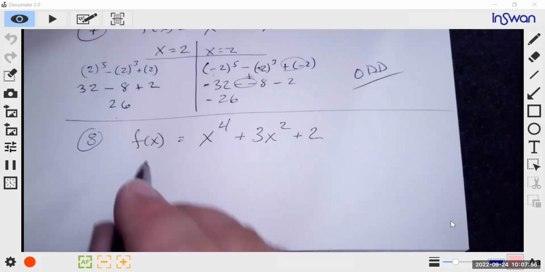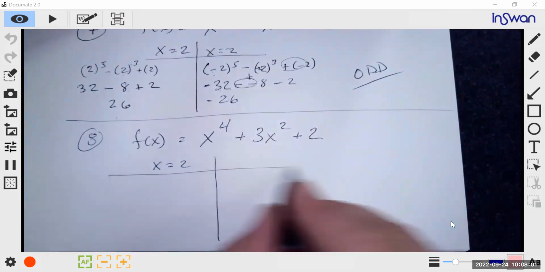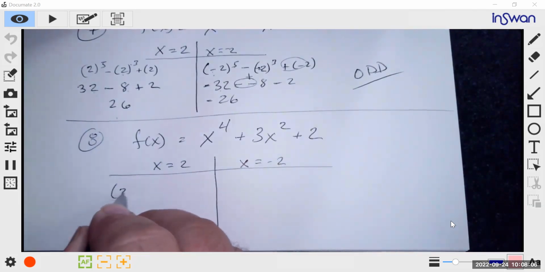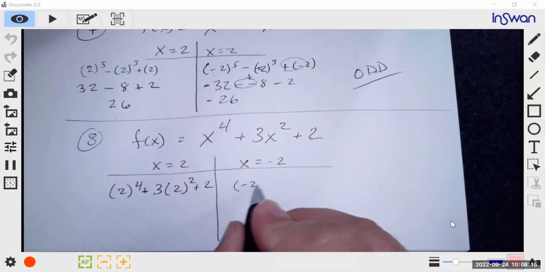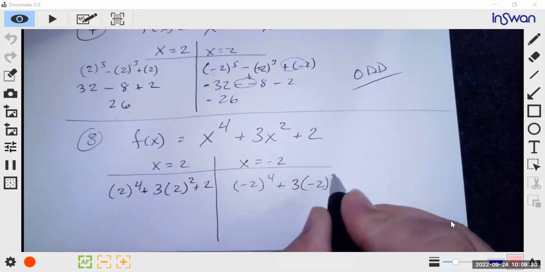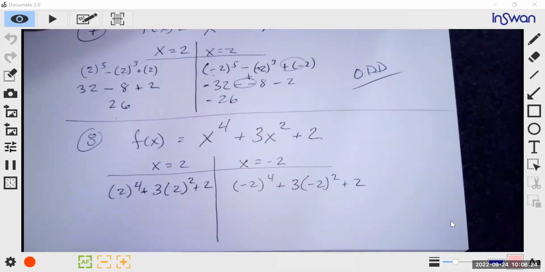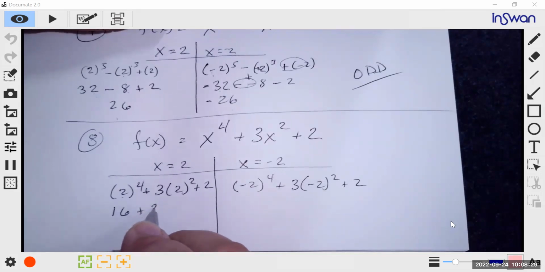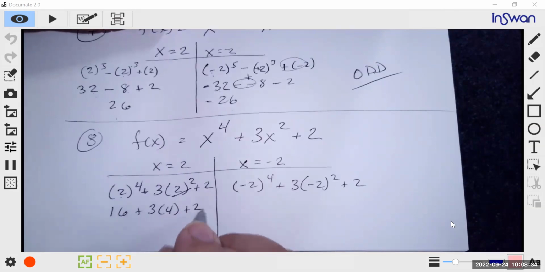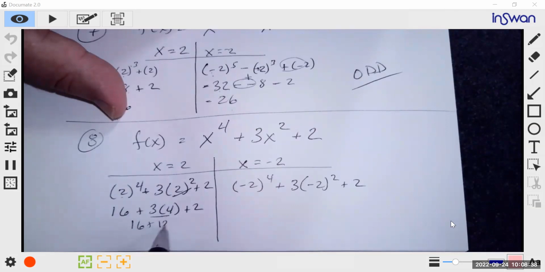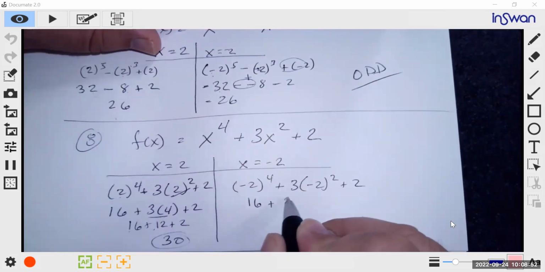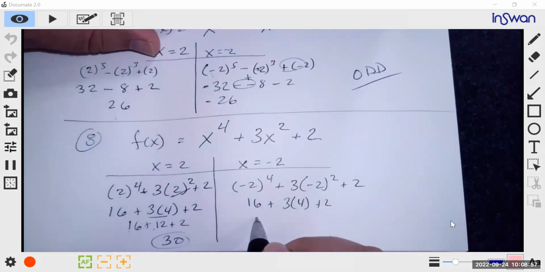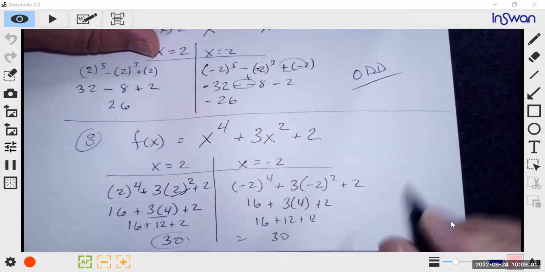And then the last one. Two to the fourth, 2, 4, 8, 16. 2 squared is 4. 3 times 4 is 12. So this is negative 2 to the 4th, so it should be positive 16. Negative 2 squared is positive 4. 16 plus 12 plus 2 is 30. Even.